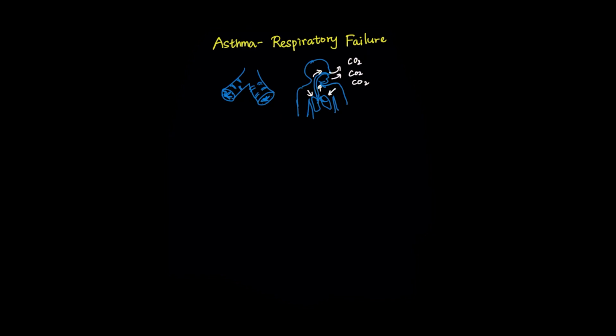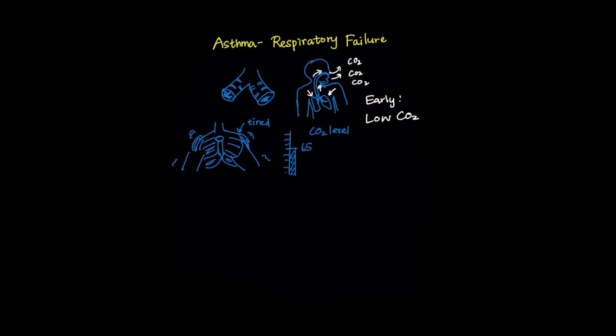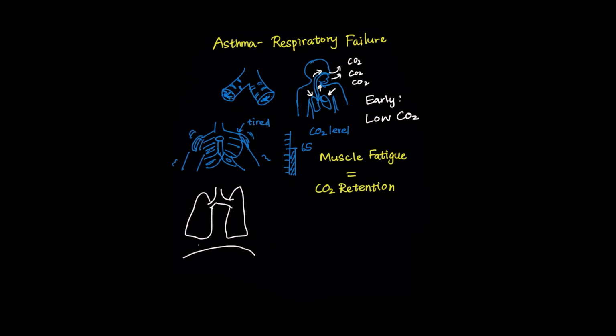PaCO2 of 65 in asthma represents impending respiratory arrest requiring immediate intubation. In asthma attacks, patients initially hyperventilate to maintain oxygenation, blowing off CO2 and creating respiratory alkalosis. As the attack progresses and airways remain constricted, respiratory muscles begin to fatigue from the extreme work of breathing. When you see CO2 rising to 65, it means the respiratory muscles are failing and can no longer maintain adequate ventilation. This is the most dangerous phase because complete respiratory muscle failure and arrest are imminent.